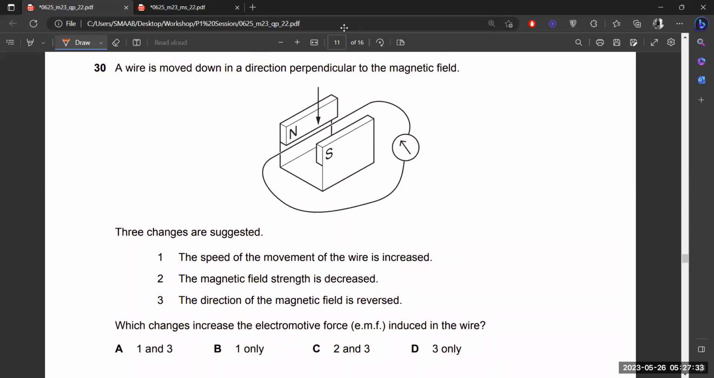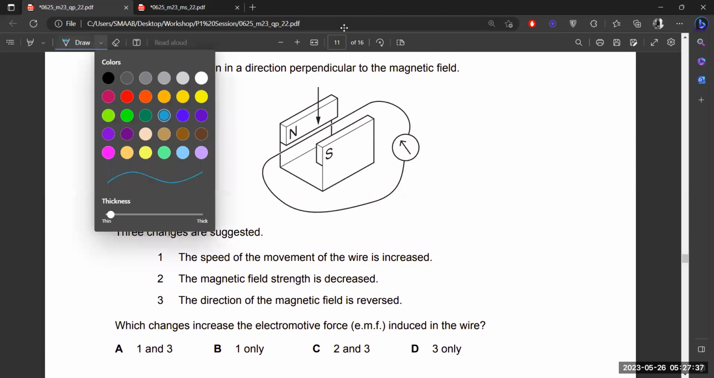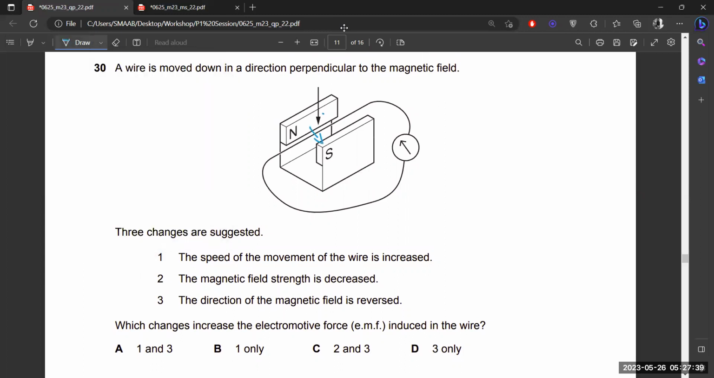A wire is moved down in a perpendicular direction to the magnetic field. The magnetic field is from north to south, and this wire is going to be moved perpendicular, that is in a downward position. So that is the perpendicular condition. Three changes are suggested: the speed of the movement of the wire increases, the magnetic field decreases, the magnetic field is reversed. Which change increases the EMF induced in the wire?